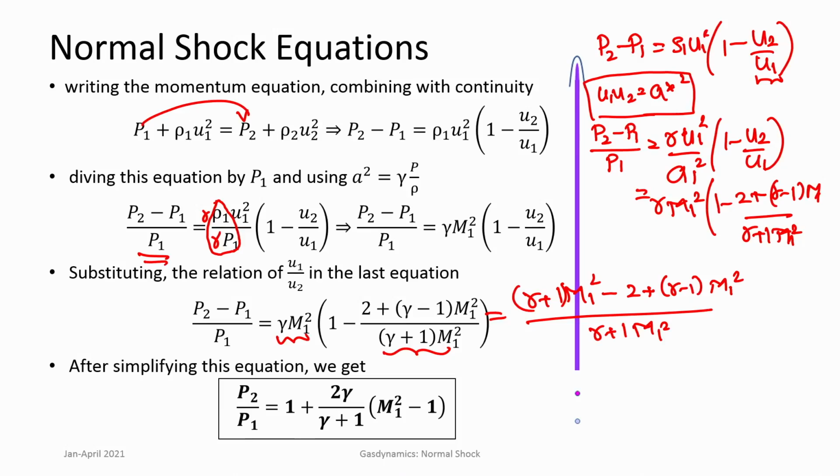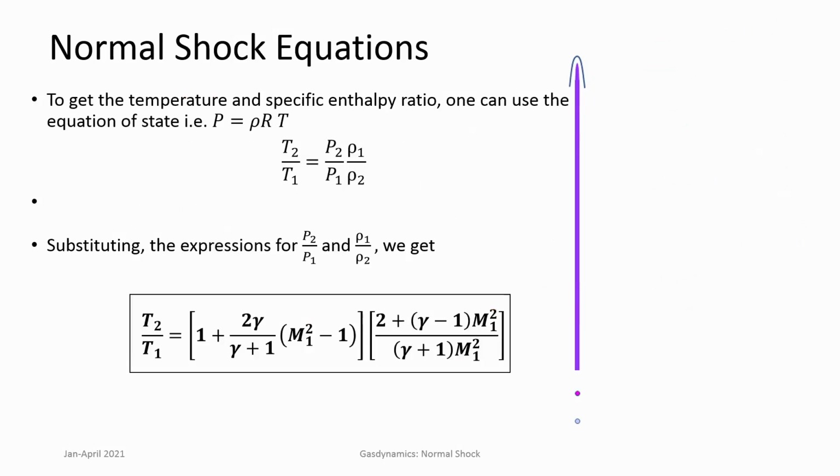Now, once you get the pressure ratio, getting the temperature ratio is nothing but using the ideal gas equation of state. So P is equal to rho RT.